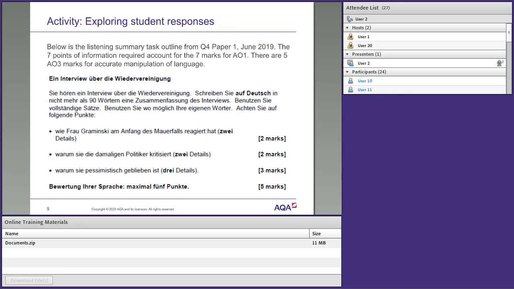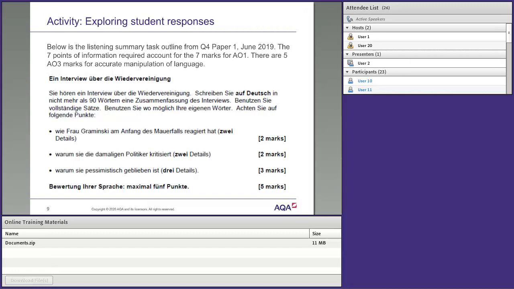So we're going to have a look at some responses. On the screen you can see the listening summary task outline from paper 1 in June 2019. There are 7 points of information, and they account for the 7 marks for AO1, so for the content. And then there are 5 AO3 marks for the accurate manipulation of language. So you can look at the task there.